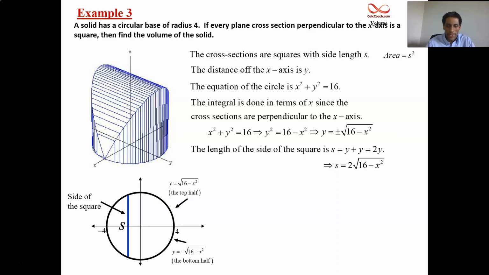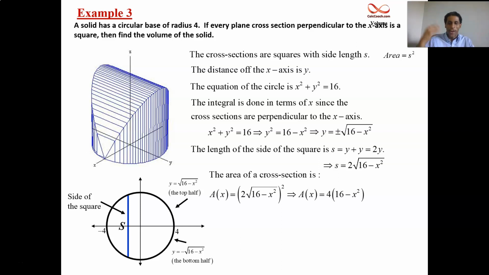That'll be the area of the square. So let's square this. S squared is 4. Don't forget to square the 2. Times, you get to lose the radical, that's great, 16 minus x squared.